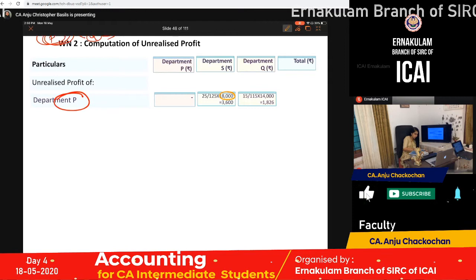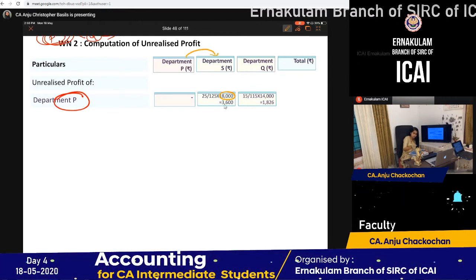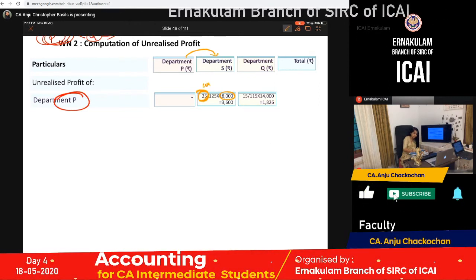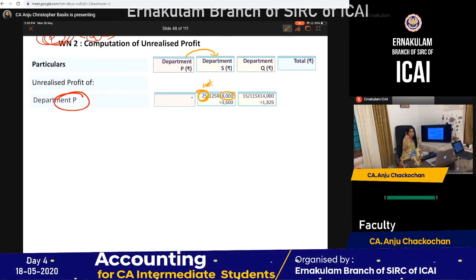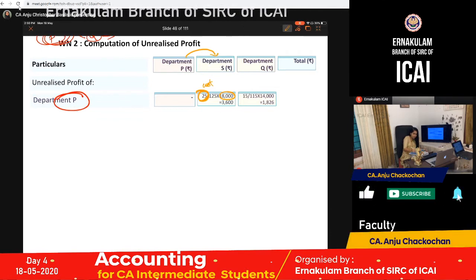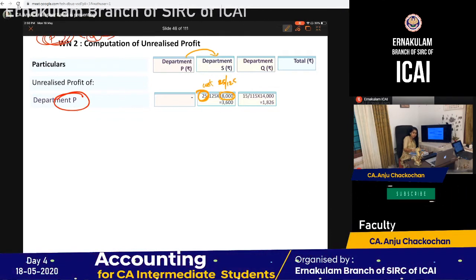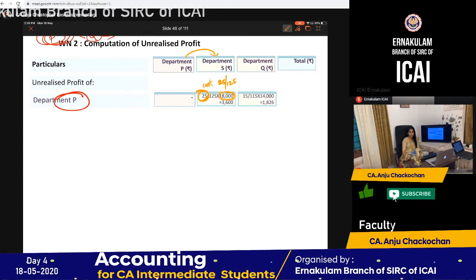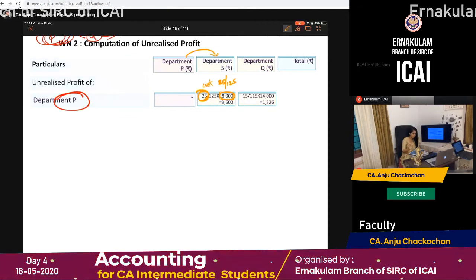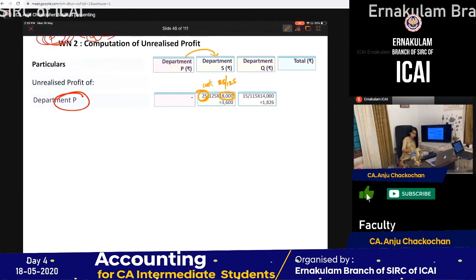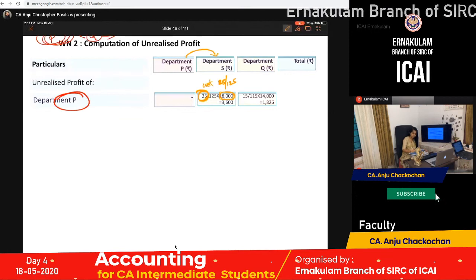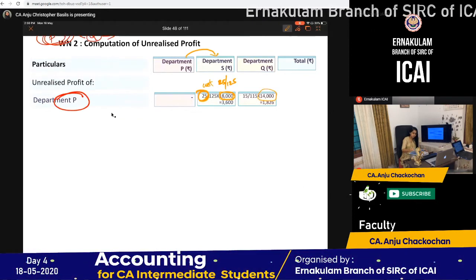Department P has sold goods to Department S at 25 percent on cost. Since it is on cost, on this amount of 18,000 you will have to apply 25 by 125, because you are just converting the profit percentage from cost to sales. That is what we are doing over here. Similarly, for Department Q you will have to work it out. So it will be 15 by 115 into the stock in Department Q.